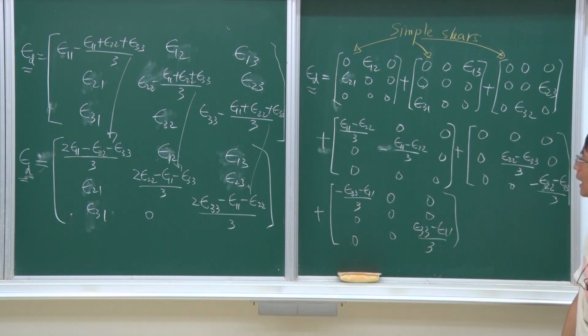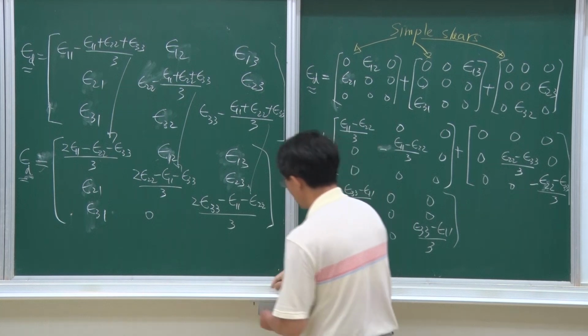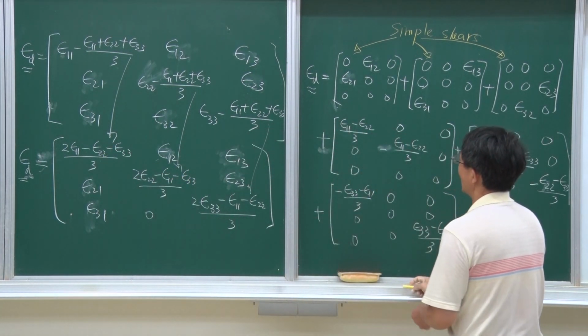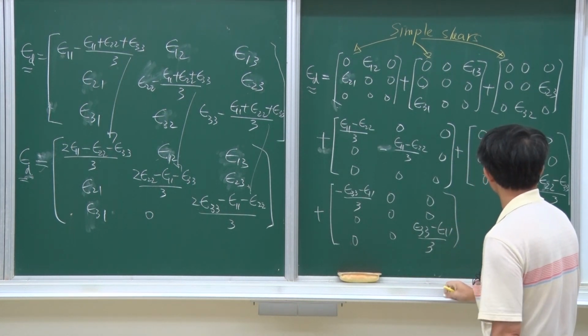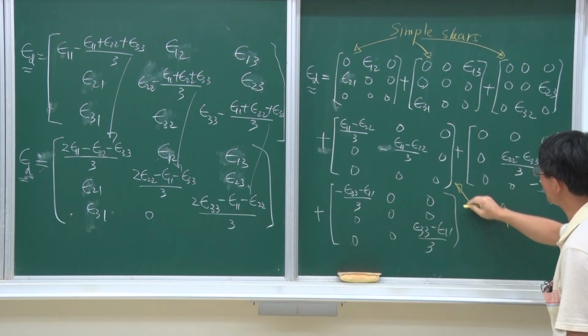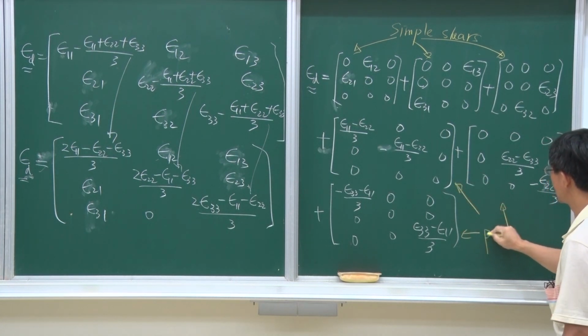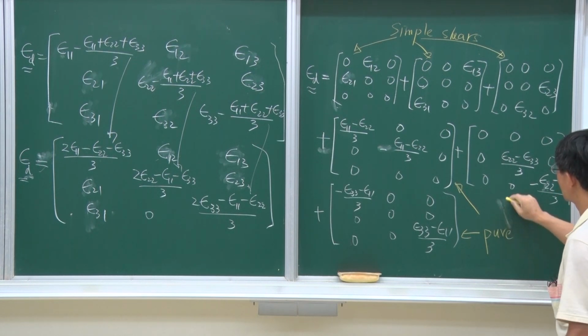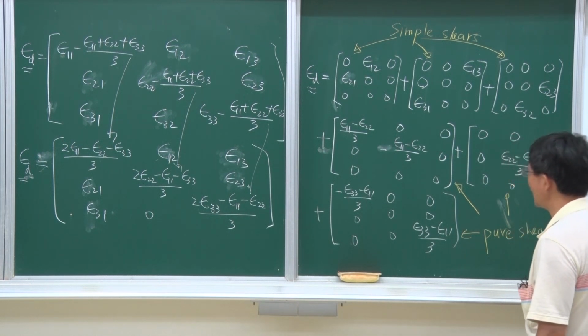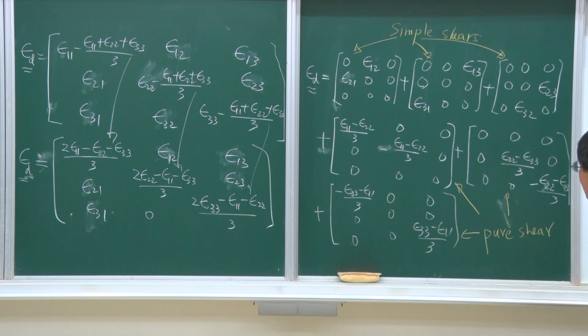Yes, we can decompose the diagonal terms into 3 parts, and these 3 parts represent the pure shear. Okay, this part represents the pure shear. You may ask me how I can do this. Let me show you.